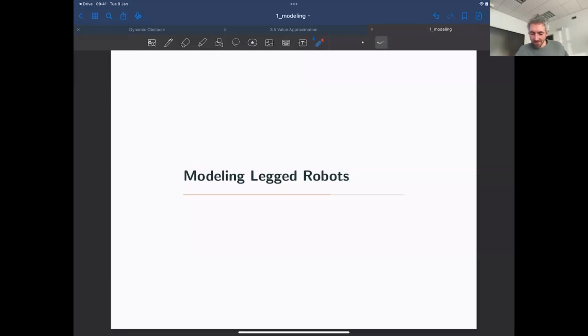Let's start again. So we have seen how we can model robot manipulators and how this model can be extended when we have contacts, more importantly, rigid contacts with environments, which are predominant in legged robots. But let's now see how we extend the model of a robot manipulator into the model of a legged robot.